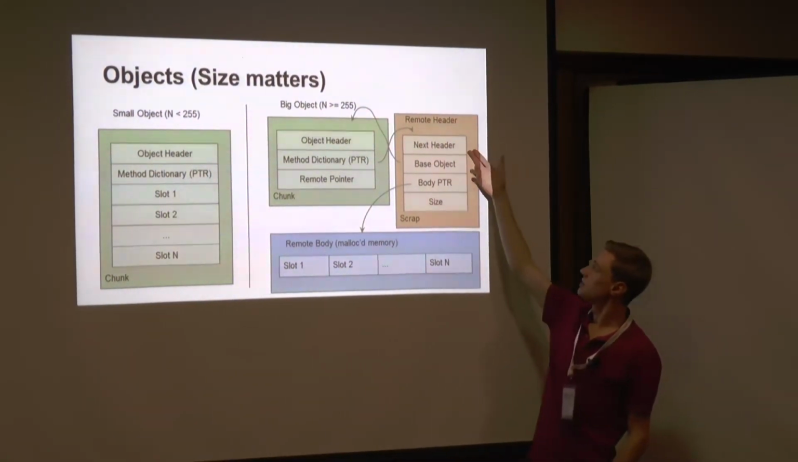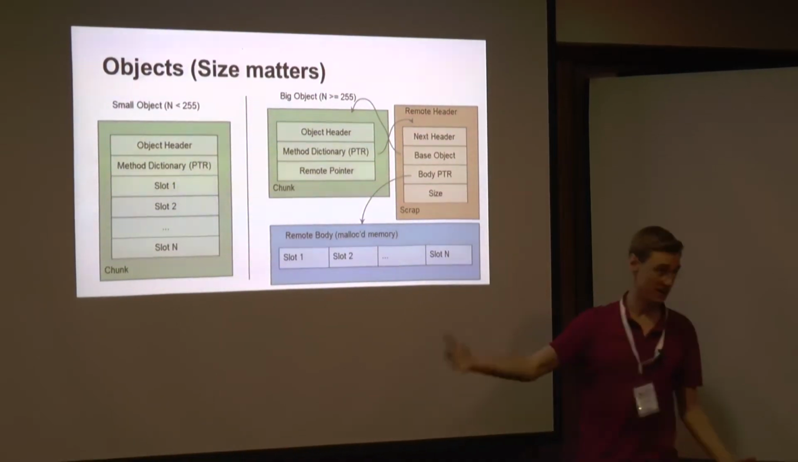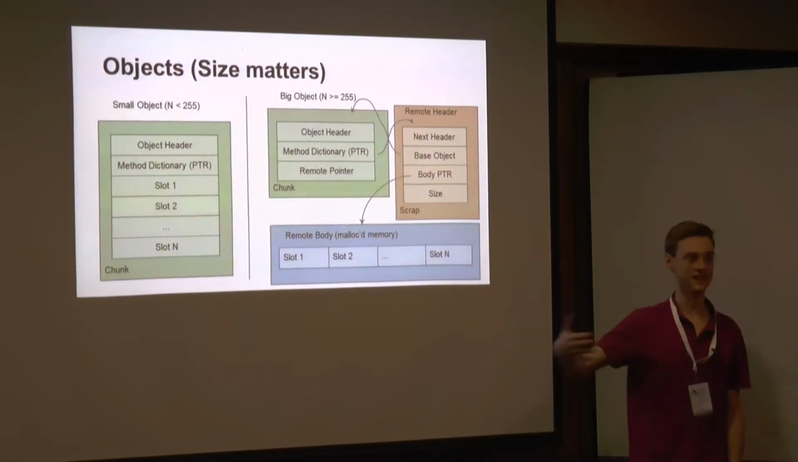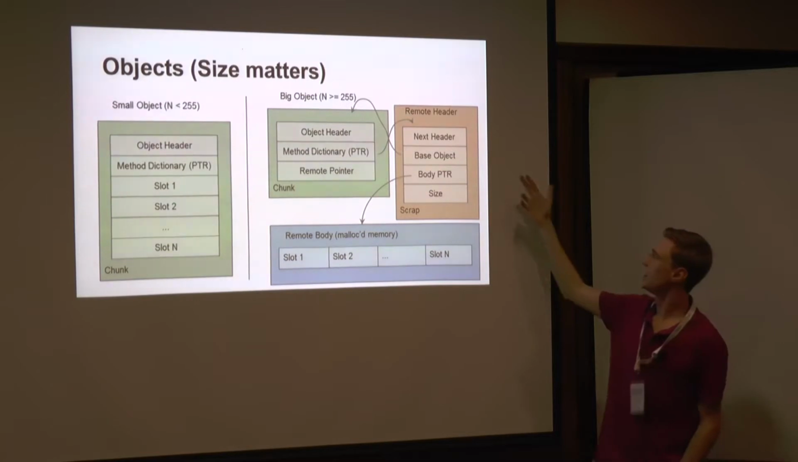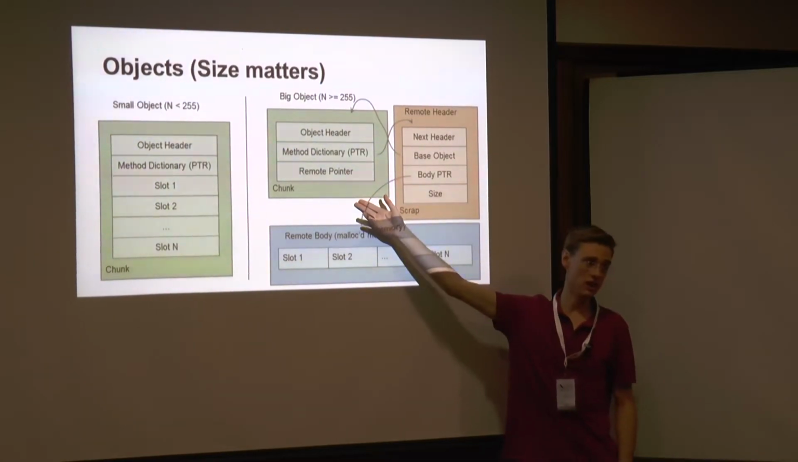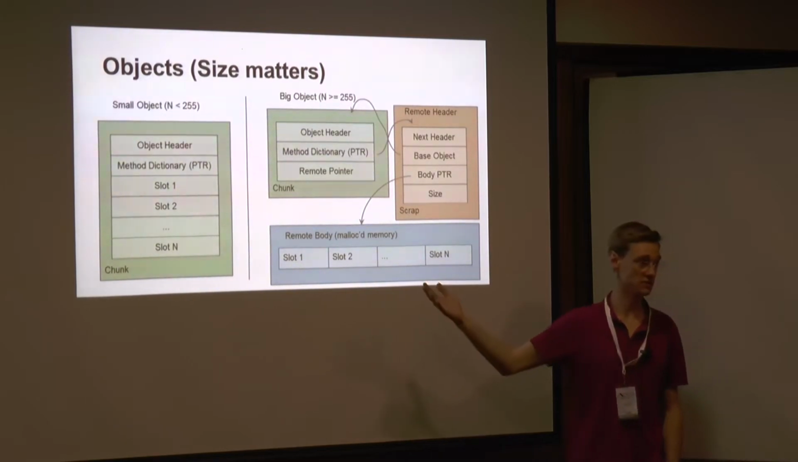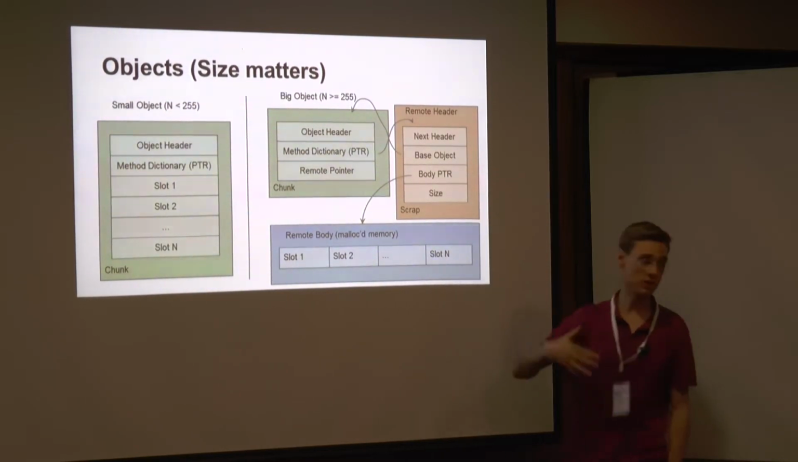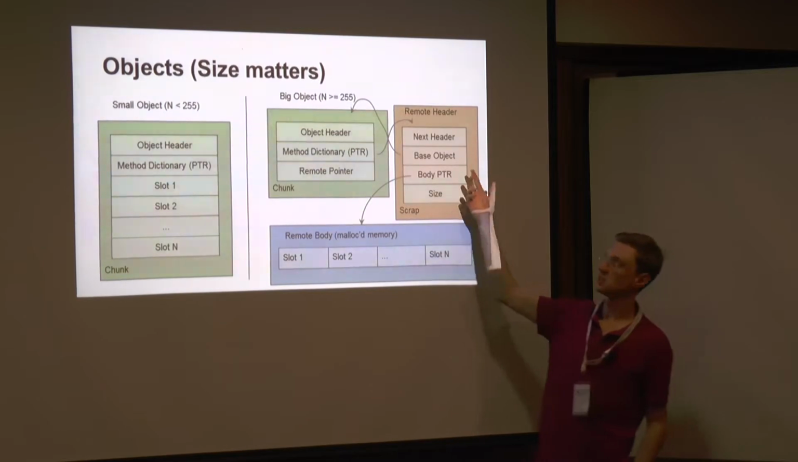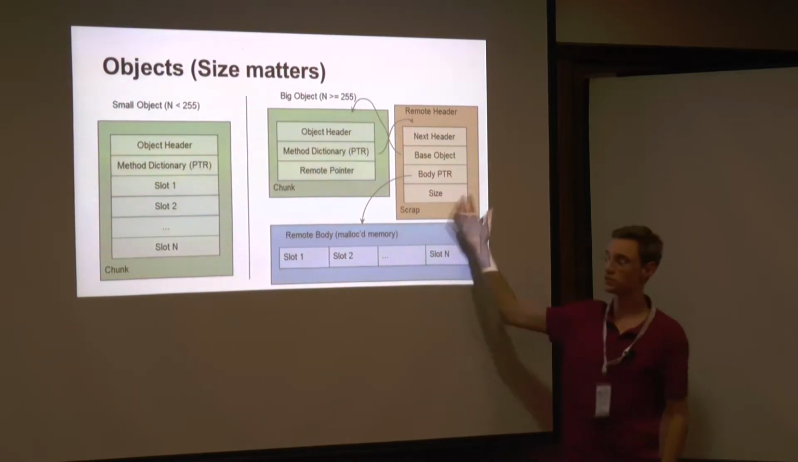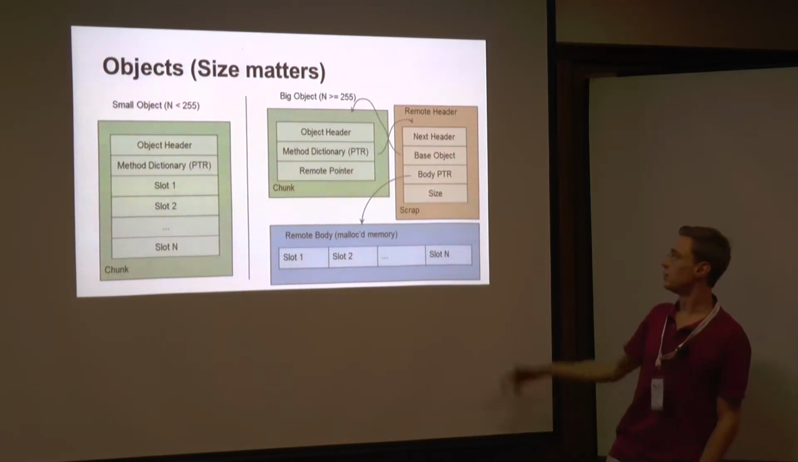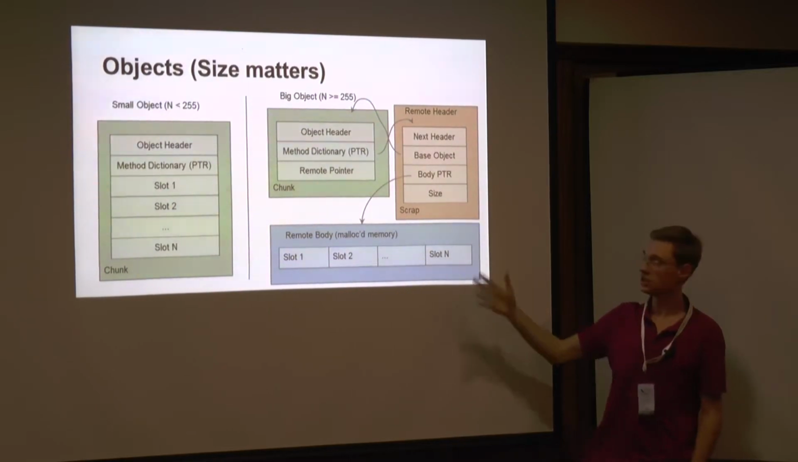And this big object header is a linked list again. So it has a reference to the next big object header. It has a pointer to the base object. And as we're doing verifications to see if any of these objects have died, we'll just look at all the big object headers, go to the base object, and see if it's died. If it's died, we'll free all this memory. And it has a pointer to the body.